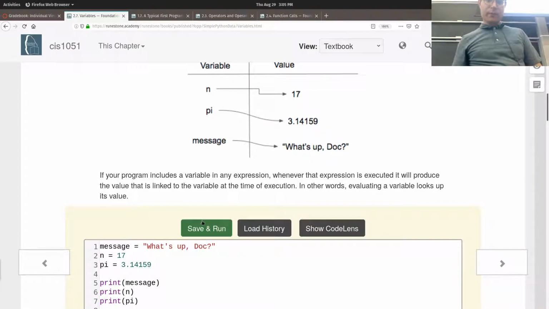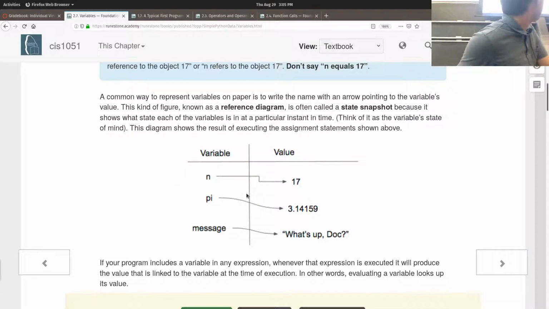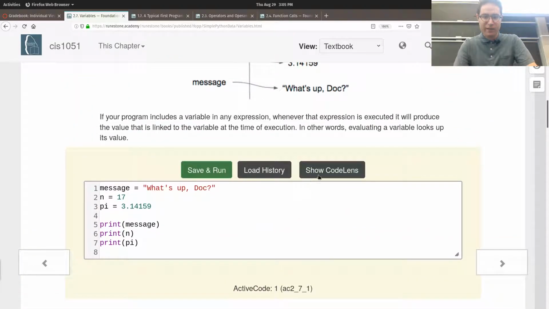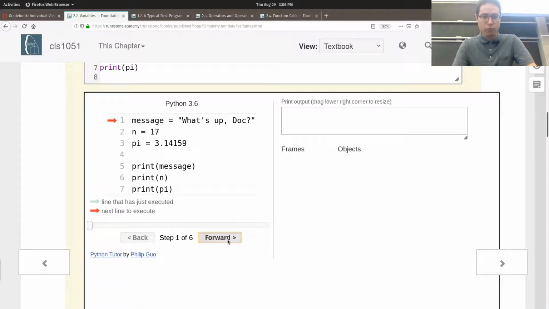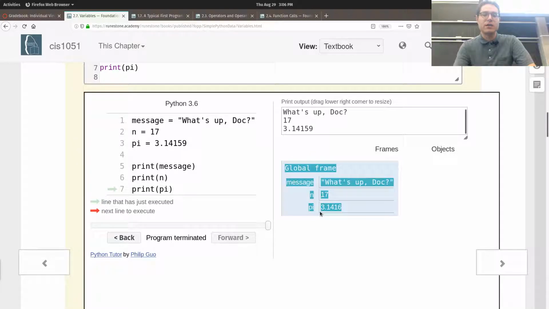So in the textbook they have examples of how this works. Basically, these three lines over here establish that the variable has this value. One of the things I do like in our book is something called Code Lens, which will run through this and show you the variables as you go through. It gives you the state of your program as it goes.